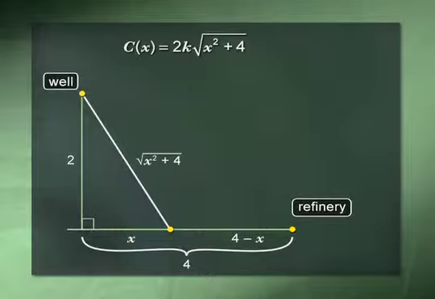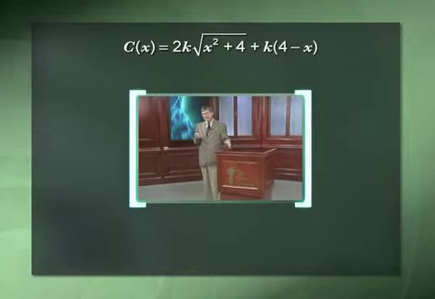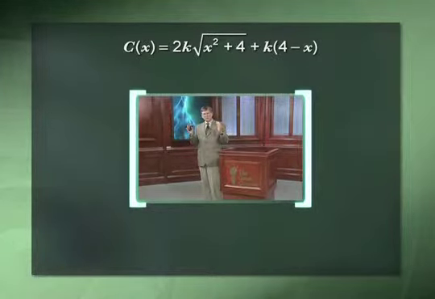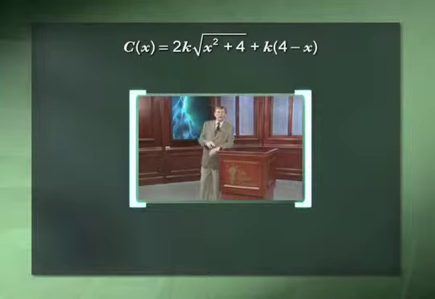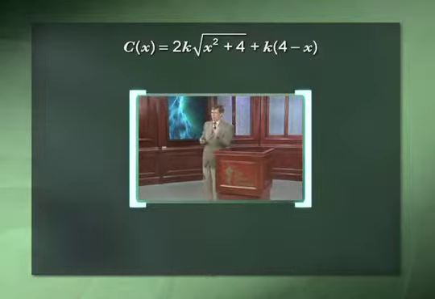Now what about the rest of the pipe? Now it's on land a distance of 4 minus x. So on land the cost is k, not 2k, because remember it's cheaper on land, k times its distance, 4 minus x. Wow, that's kind of complicated, but that's our cost function. One good thing about this, there's only one variable in it, variable x. k is a constant. In fact, we'll discover in a few minutes that the k flushes away. It won't be important in the final answer.